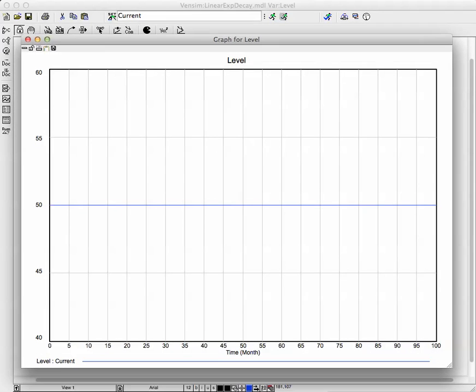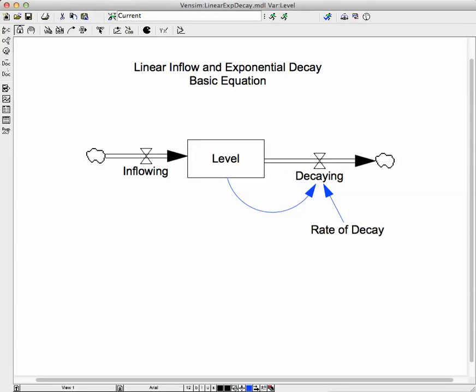Why is it the same all the time? So this would be something where you would want to look at why this model is in what we call equilibrium. That is, the inflow and the outflow are the same. And this would be a basic place to start, is to get your model in equilibrium. So how did I do that?